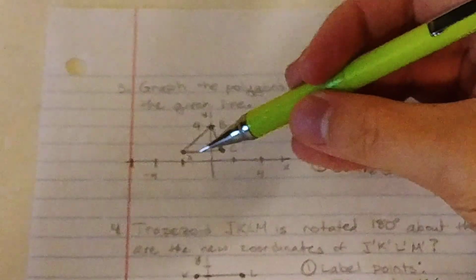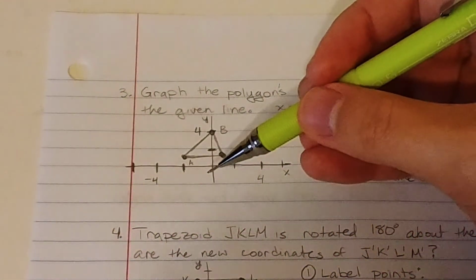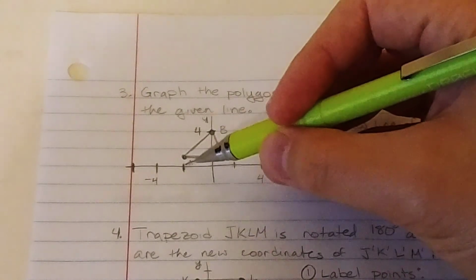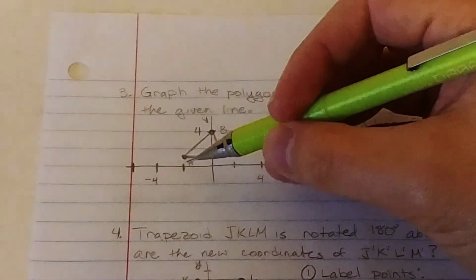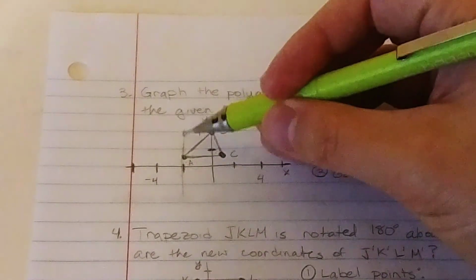So go to -2 on the x-axis, and then we're going to draw a line of reflection.